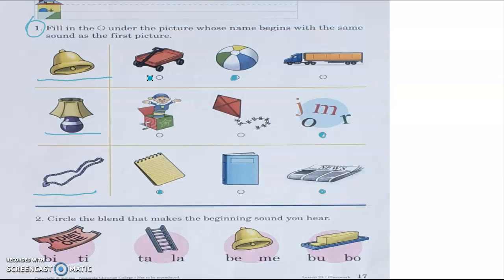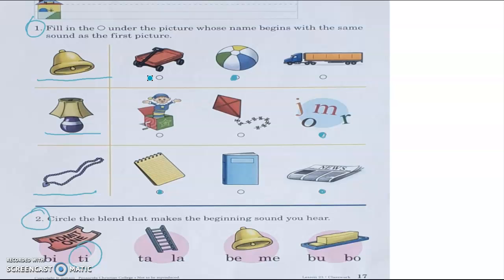All right. Next, number 2 at the bottom says, circle the blend that makes the beginning sound you hear. This is a ticket. Ticket. This is the blend b, or t. Which one would represent ticket? Good, this one.